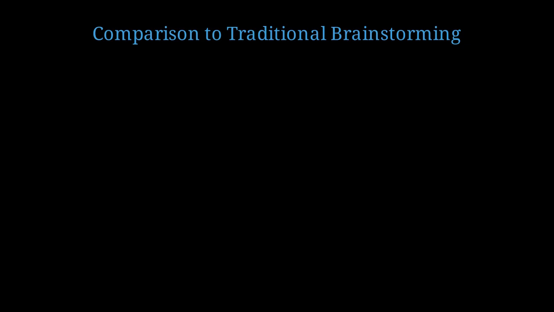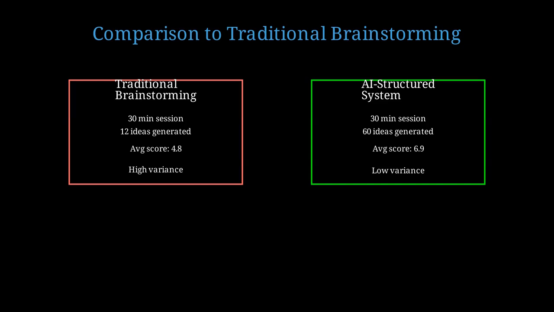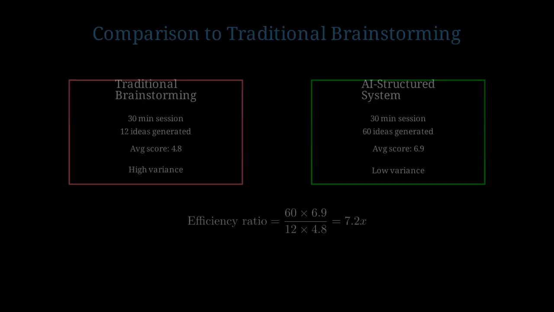Let's compare this structured approach to traditional brainstorming sessions. I conducted a controlled experiment with 2 groups. Traditional brainstorming in a 30-minute session produced 12 ideas with an average score of 4.8 and high variance. The AI structured system in the same 30 minutes produced 60 ideas with an average score of 6.9 and much lower variance. The efficiency ratio is 60 ideas times 6.9 quality divided by 12 ideas times 4.8 quality. That's 7.2 times more effective.